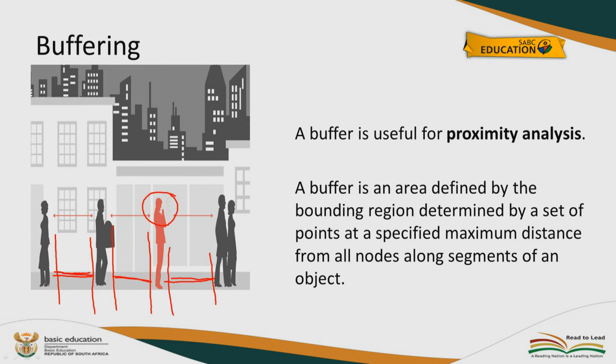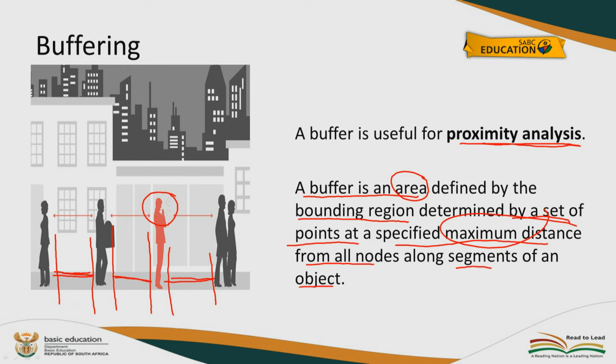In terms of GIS, the concept that you can use is proximity analysis. How approximate are you in terms of the person in front of you and behind you? Note a further definition: a buffer is an area defined by the bounding region determined by a set of points, specifically maximum distance from all nodes along segments of the object.